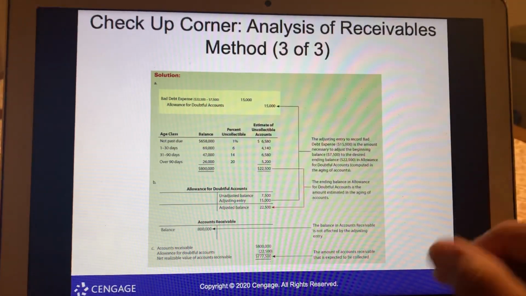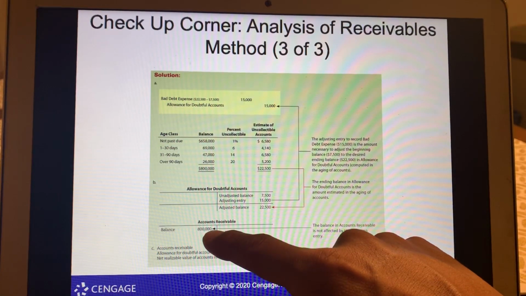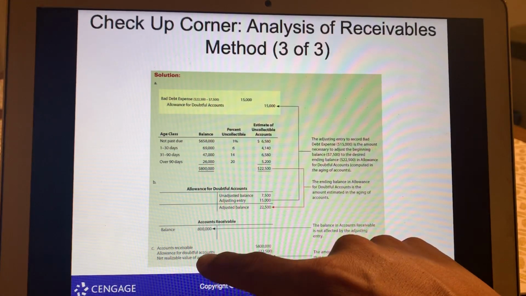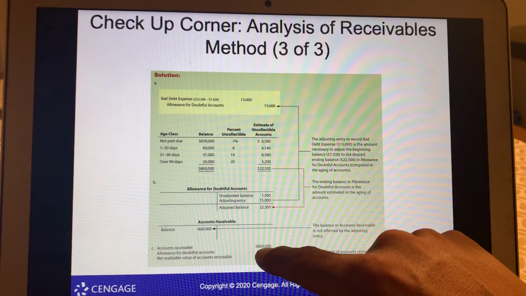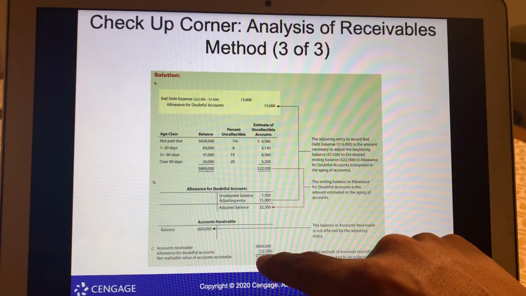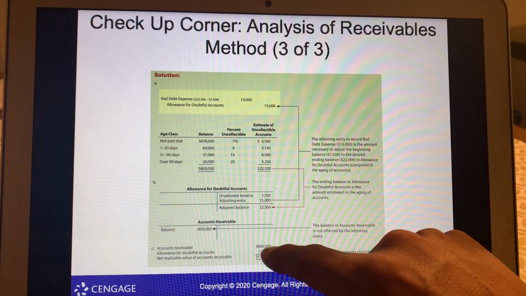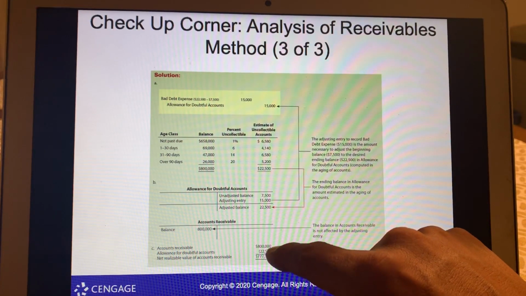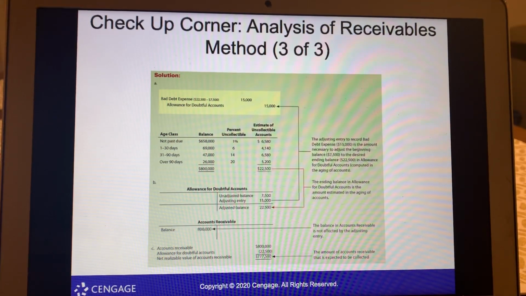This is also in your textbook. So our accounts receivable was an $800,000 balance. Right here at the bottom, component C, accounts receivable is 800,000 minus doubtful accounts of 22,500. So our net realizable value of the accounts receivable is $770,500. All you do is take your accounts receivable minus your doubtful accounts, and that's your net realizable value, which we talked about in video 1.